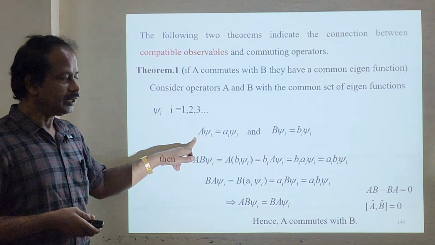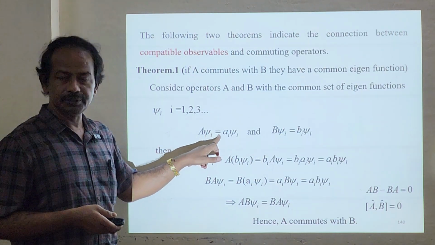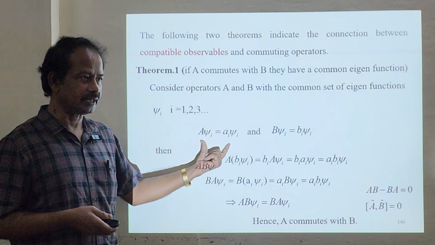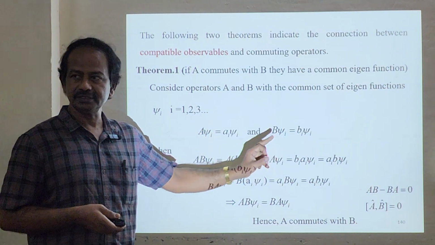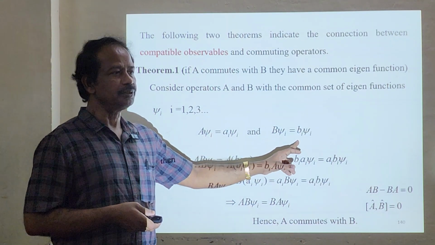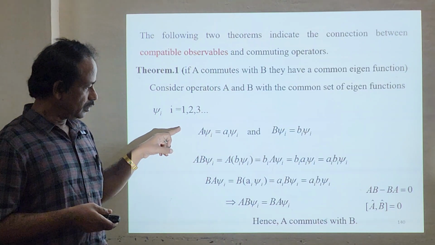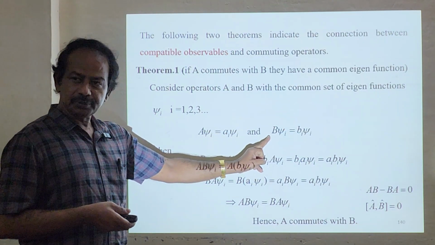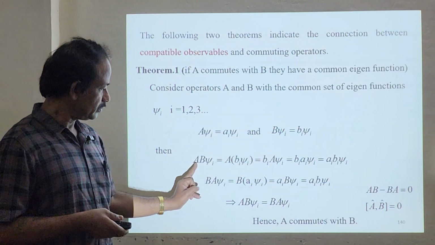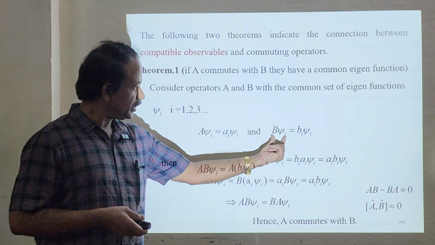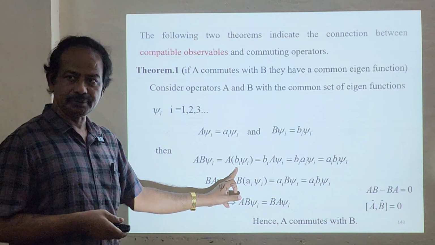Okay, so the operator A operating on psi A will give you the eigenvalue Ai with the eigenfunction. Okay, we know already. Similarly, the operator B operating on the eigenfunction will give you Bi psi A. We know already. Now I am going to multiply this by A. So AB psi A will give you A times B psi A, which is nothing but Bi psi A. So I can write Bi psi A.